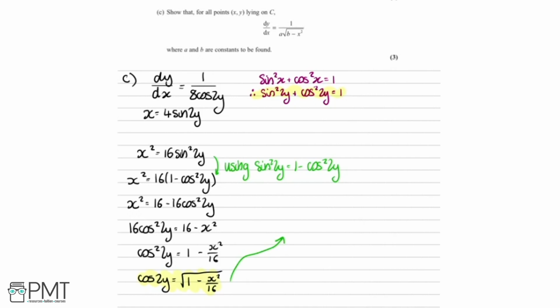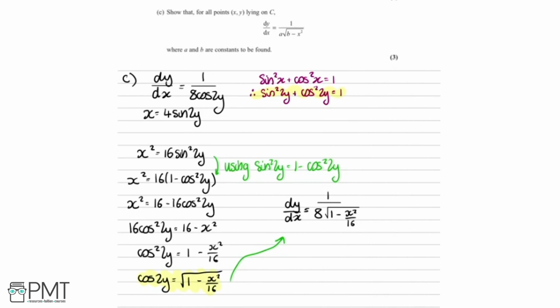So we're going to work with our dy/dx expression now. So we're going to say dy/dx equals 1 over 8, and we can see here it's 1 over 8 cos 2y. But we know what cos 2y equals, so we're going to replace it with that. So 8 multiplied by the square root of 1 minus x squared over 16. Fantastic, we're getting really close.